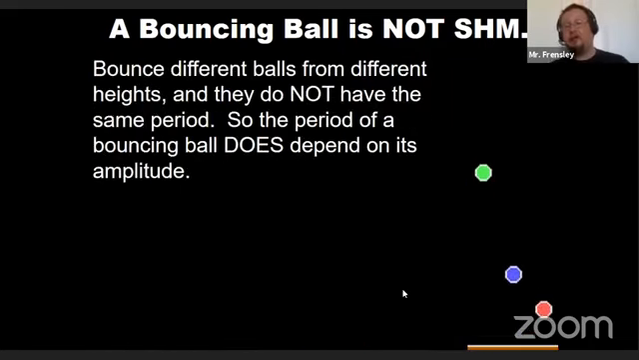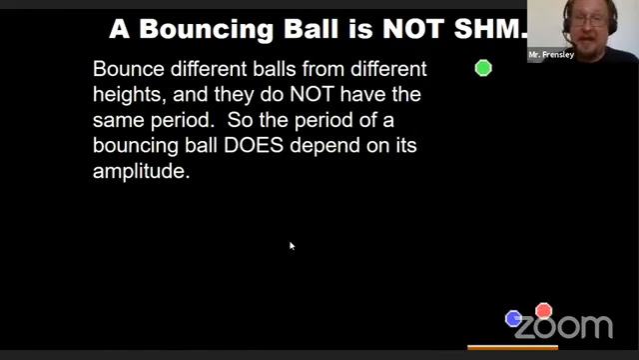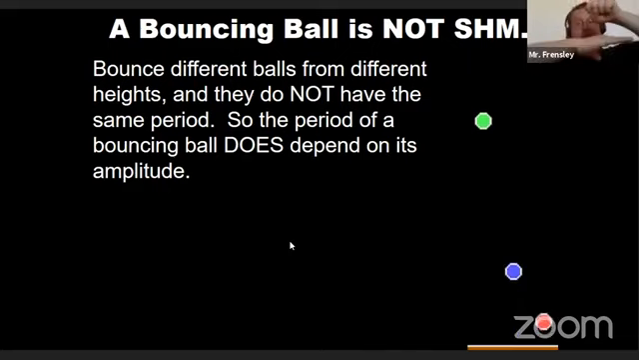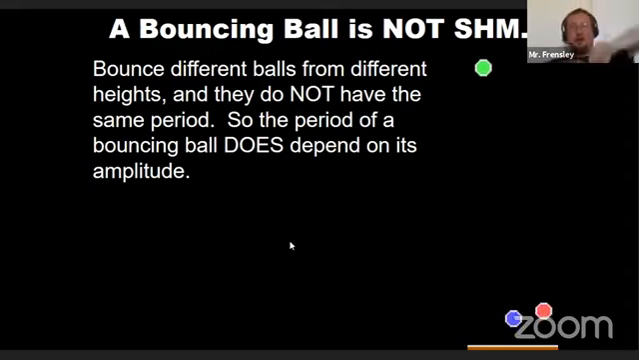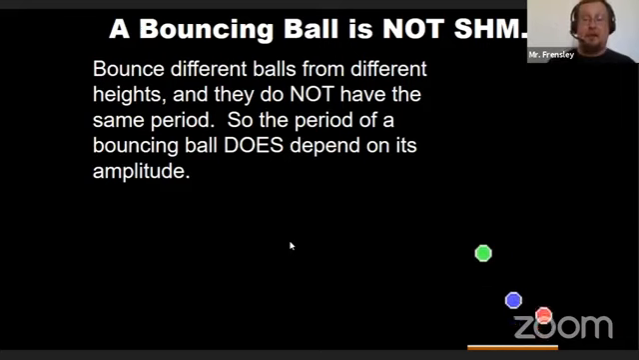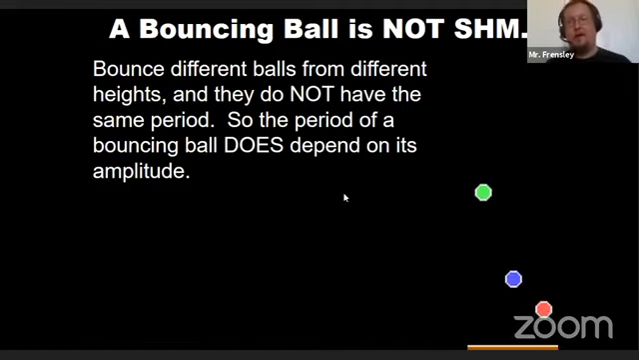Here's another thing you'll notice, and you can try this on your own with any bouncing ball you can find. Drop the ball from a low height, and it bounces very quickly. It has a short period. Drop the ball from a high height, takes a long time to bounce. The period definitely depends on the amplitude. The amplitude tells us the size of the oscillation, right? So the green has a high amplitude, the red has a low amplitude. We're going to define what amplitude is a little bit better later on, so don't you worry about that.